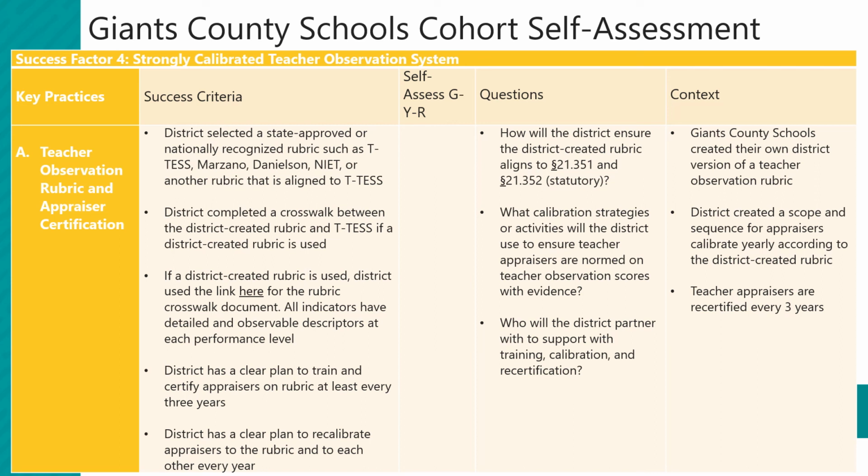Sometimes when we think about some districts across the state, they may want to partner with ESCs or an outside vendor in order to support with their local teacher designation system. So asking this question encourages districts to think about who their partners in this work are and whose assets they can leverage in order to strengthen their system. And as a reminder, this is still yellow because the success criteria, questions, and context do not line up perfectly.